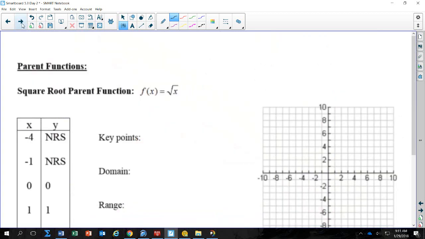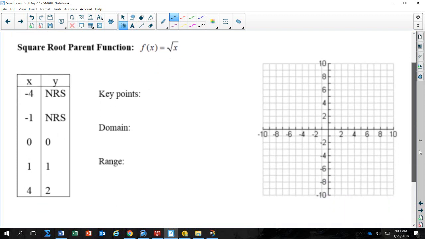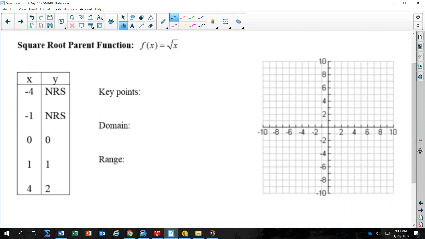All right. So let's go ahead and just review the parent functions. We've already talked about these last class. Our main focus is going to be on square roots and cube roots. So with square roots, we developed this XY chart last class.